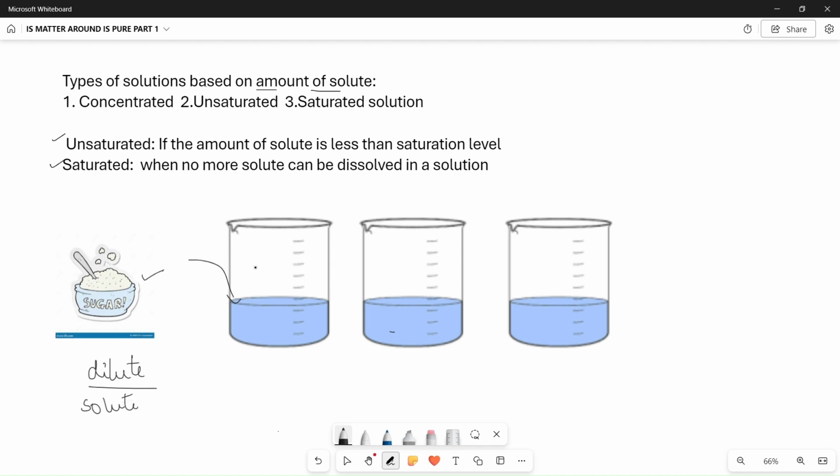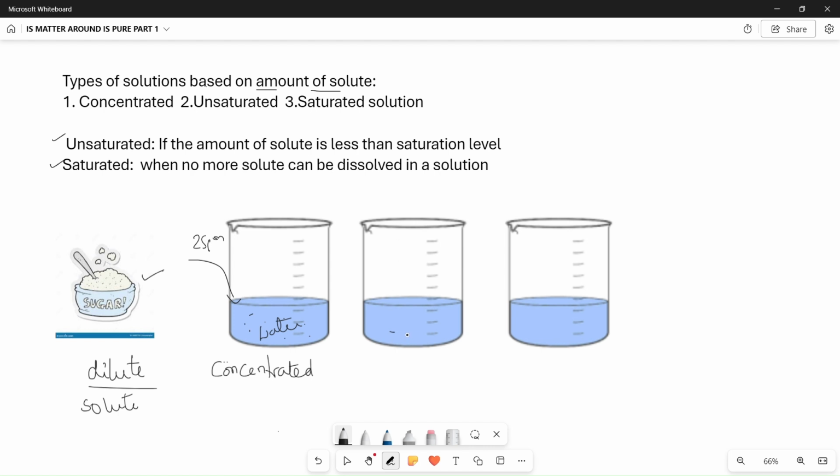If you add 2 spoons of sugar to this water, what will it do? It will dissolve in the solvent. The solvent here is water, right? The solvent dissolves the 2 spoons of sugar. Then you can notice good sweetness, right? That is called a concentrated solution. Concentrated solution, right?